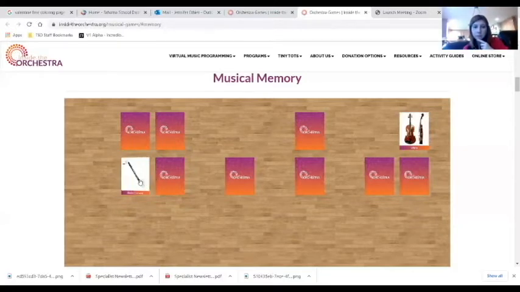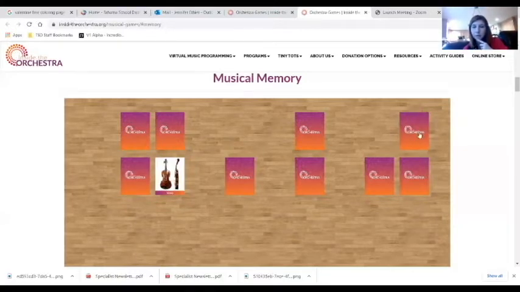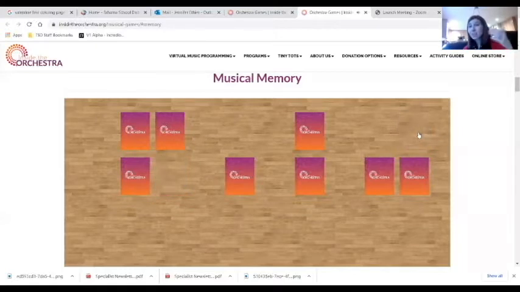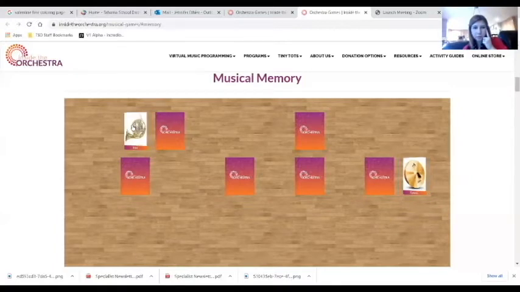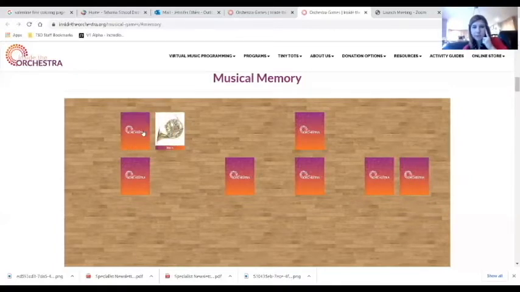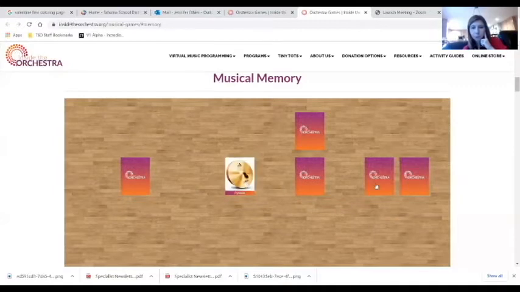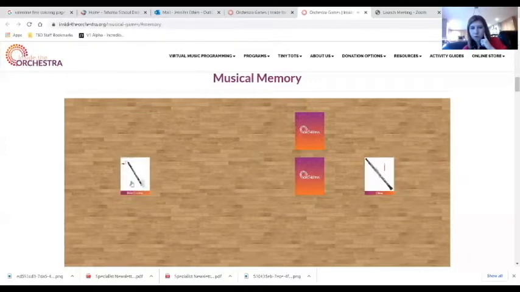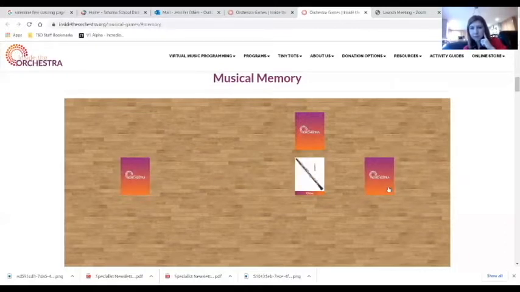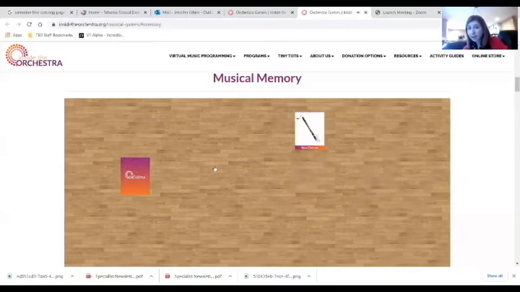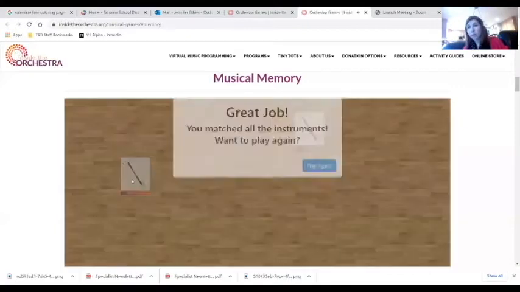Okay, and let's see. Ooh, viola. Nope, it was right here, I think. Viola. String family, right? Cymbals. I still haven't seen the other cymbals. Oh, there's the French horn. Oh, they're right next to each other. Look at that. Tricky, tricky. Oboe? Nope. Oh, cymbals. There we go. Oboe? Oh, there we go. Oboe is part of the woodwinds, and the bass clarinet is also part of the woodwinds.